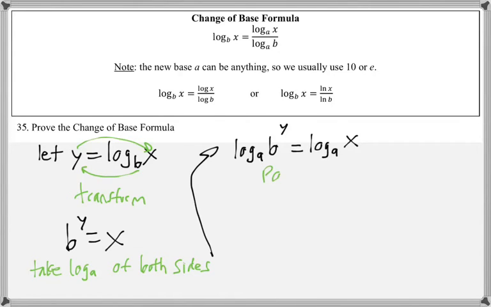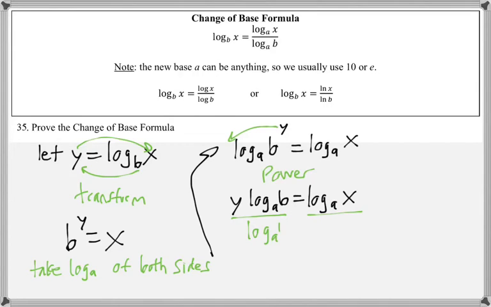Next I want to use the power rule and bring down that y. So y times log base a of b is equal to log base a of x. And then I want to divide. So I'm trying to get y by itself. So I'm going to divide both sides by this log base a of b. So y is equal to log base a of x over log base a of b.